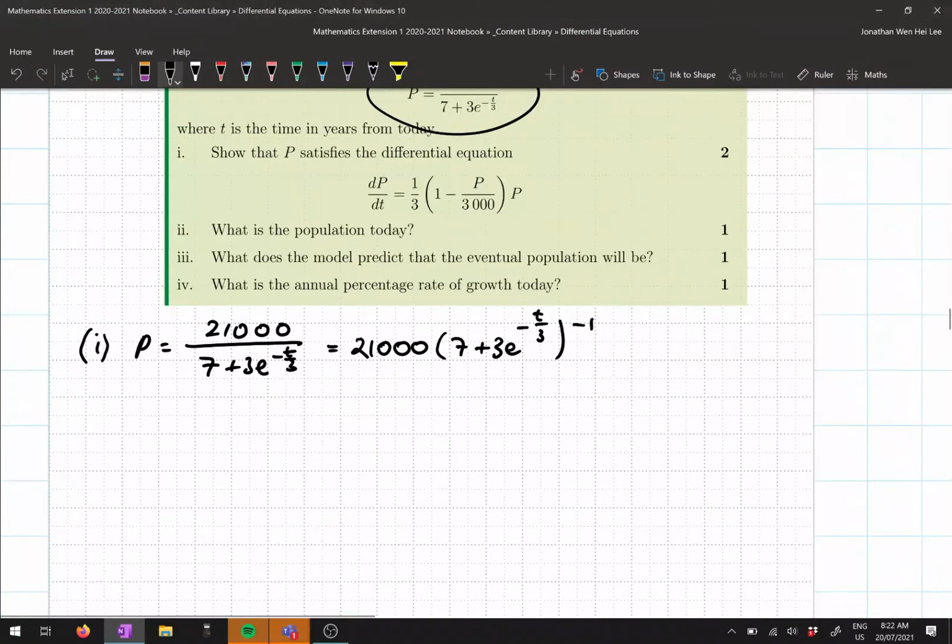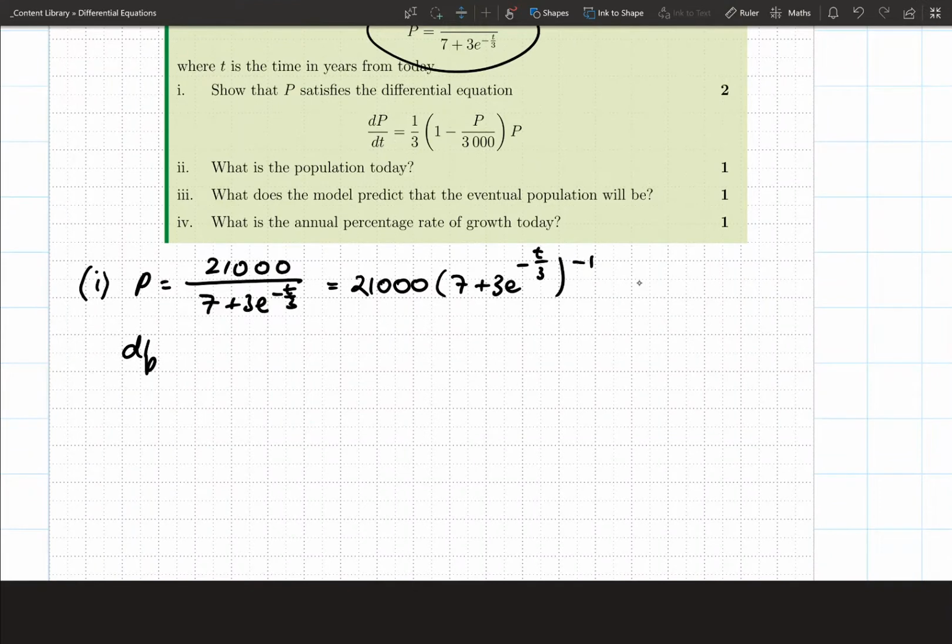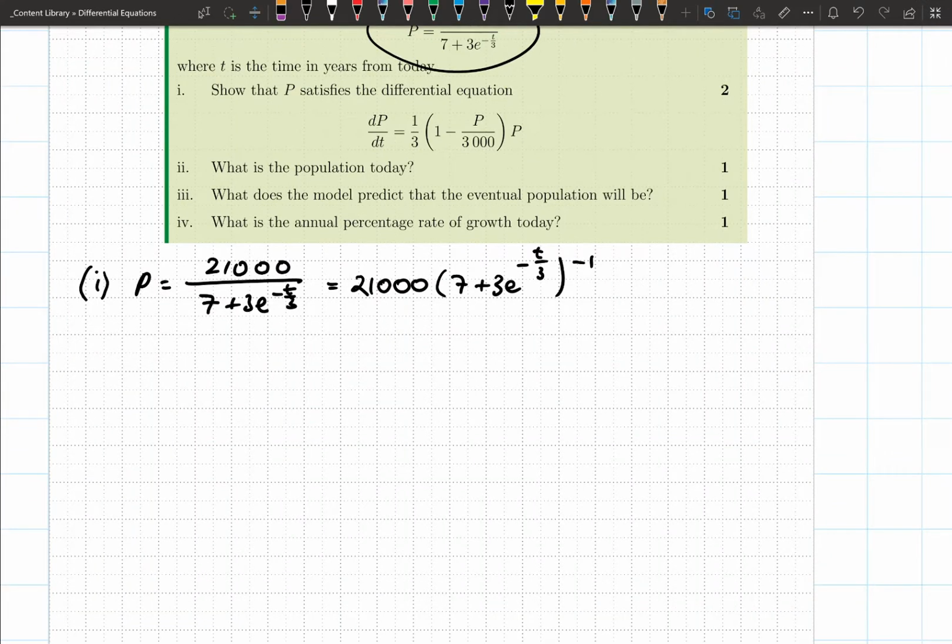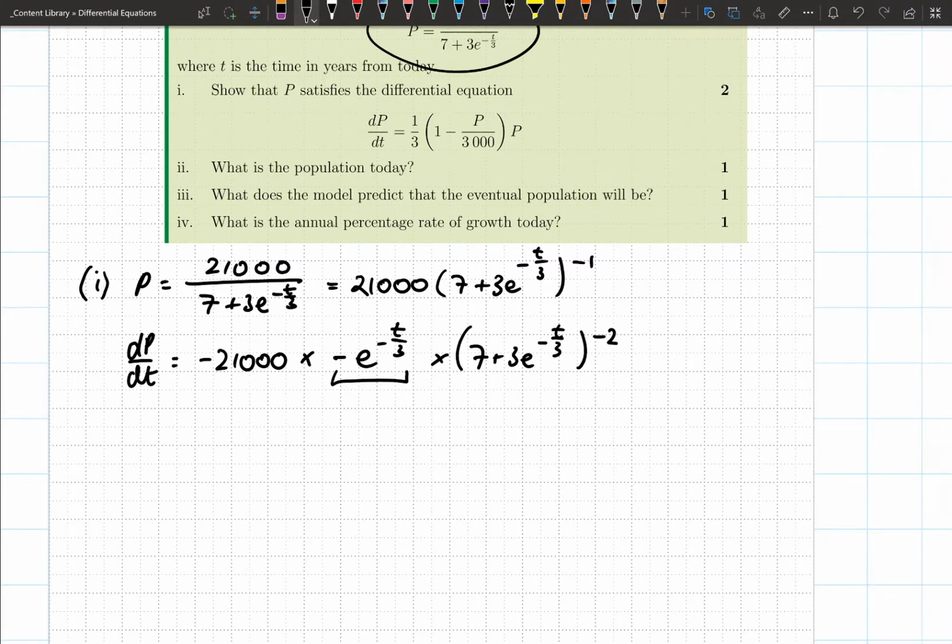Okay, so here, dP/dt is equal to, what am I going to get when I differentiate this? Negative 21,000 times negative e to the power of negative t over 3. Yeah, excellent. So here you differentiate the inside function times (7 plus 3e to the power negative t over 3) to the power of negative 2. Excellent. So here we've just differentiated all of those parts.